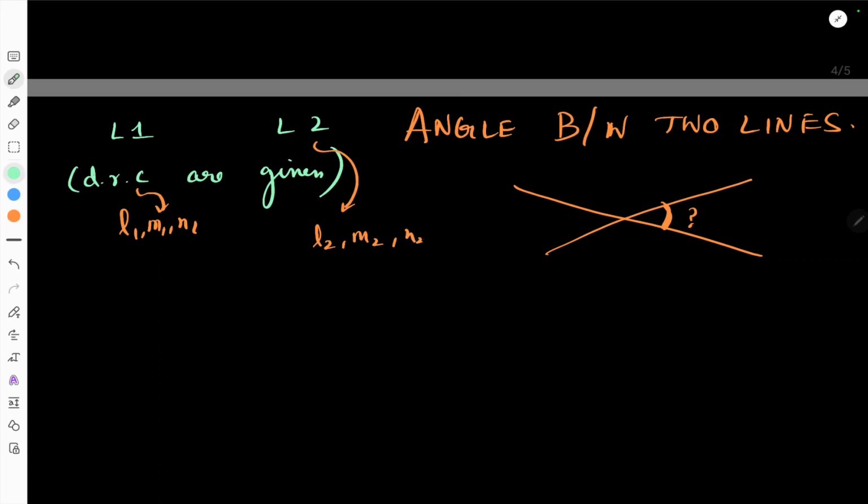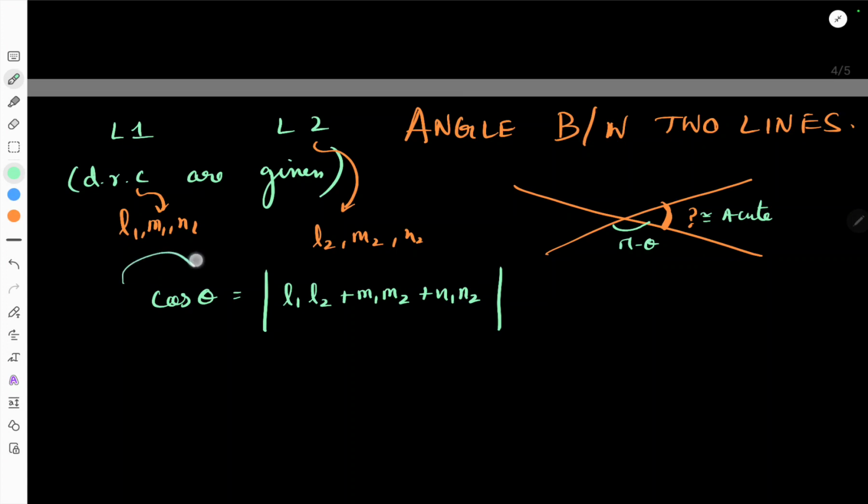Now how to find the angle between them? So cos theta, this theta I will take as acute angle. Acute angle means cos of acute angle will be positive. Another angle will be pi minus theta, so cos of pi minus theta is minus cos theta, so the answer will be negative. So here it will be modulus of L1 into L2 plus M1 into M2 plus N1 into N2. If two directional cosines are given, this formula we have to use.